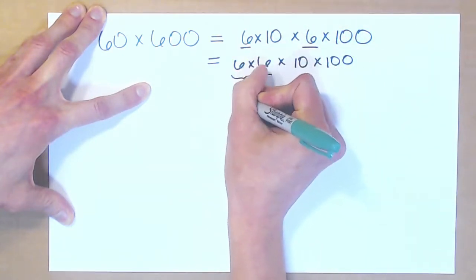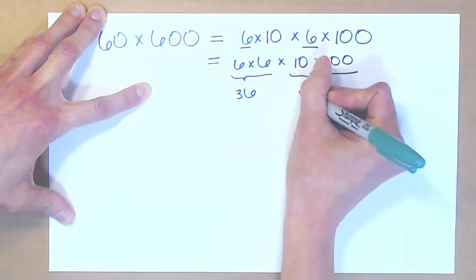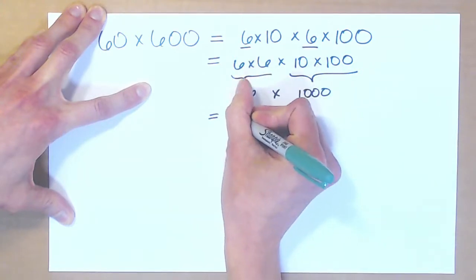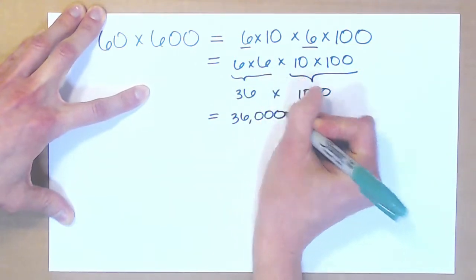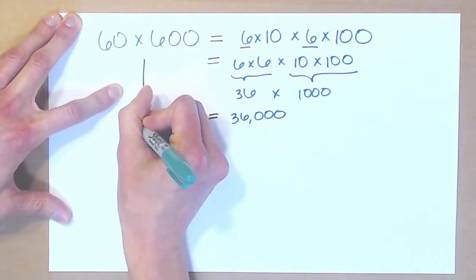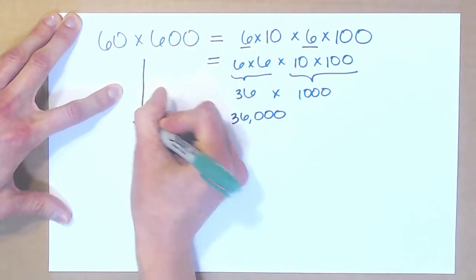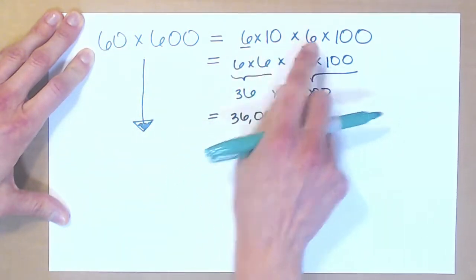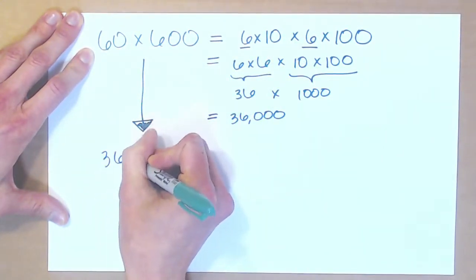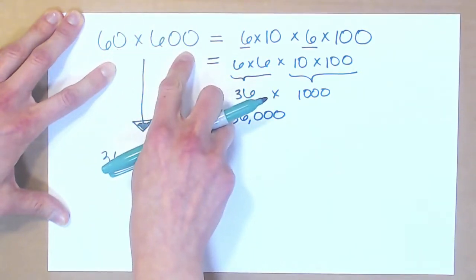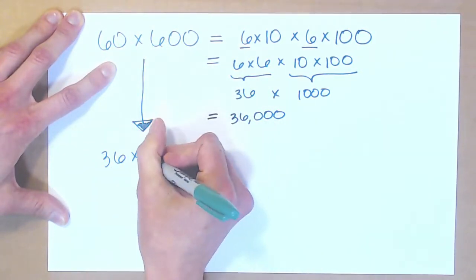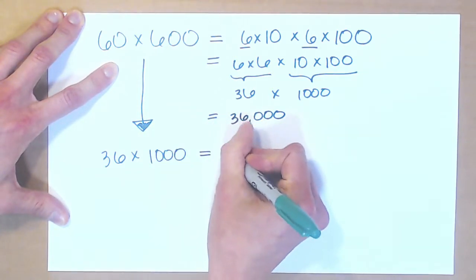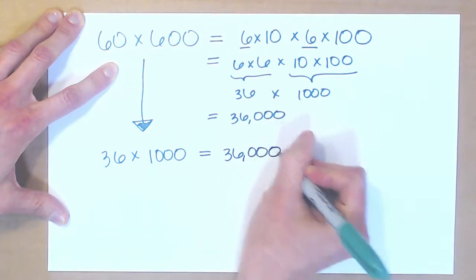6 times 6 is 36. 10 times 100 is 1,000. So now 36 times 1,000 is 36,000. Now you can think of this in a little shorter way. You can just think in your head, I'm going to multiply the 6 times the 6 first. I'm going to get 36, and then I know that we have 10 and 100, and those multiplied together are 1,000. So I'm going to multiply 36 times 1,000, and I'm going to get 36,000.